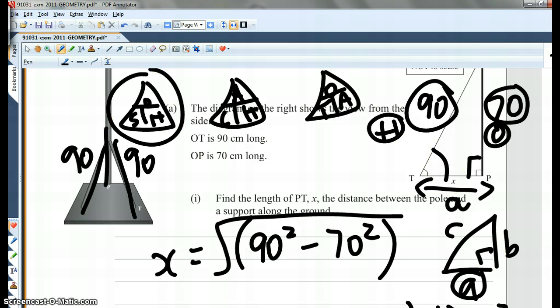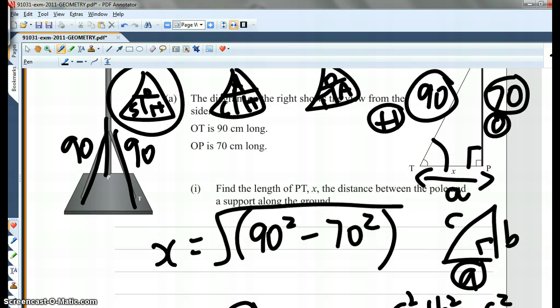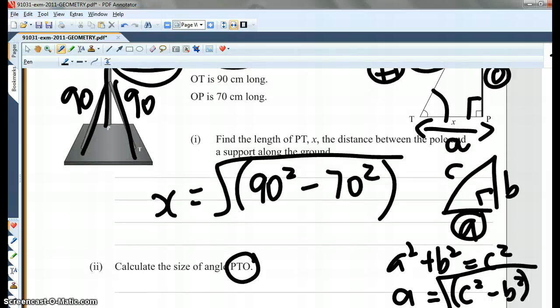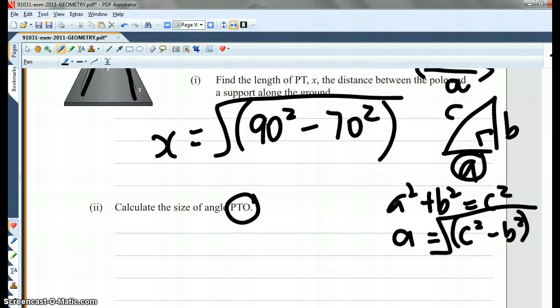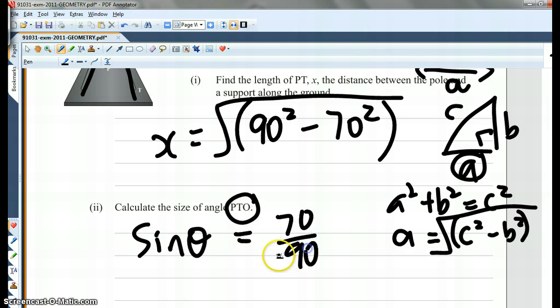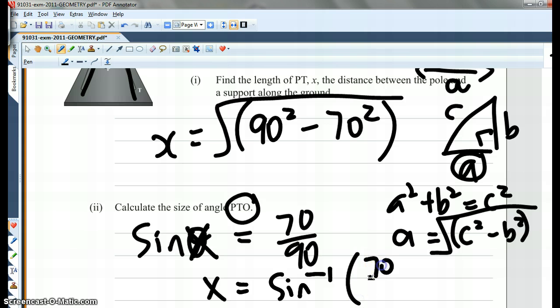Okay, so sine theta equals 70 over 90. Sine theta equals 70 over 90, opposite over hypotenuse. Now, our theta is actually x, isn't it? So x is going to go undo sine, inverse sine, 70 over 90.